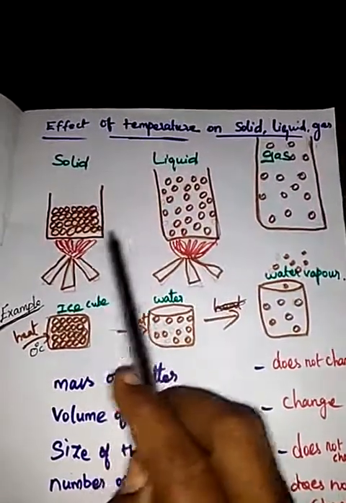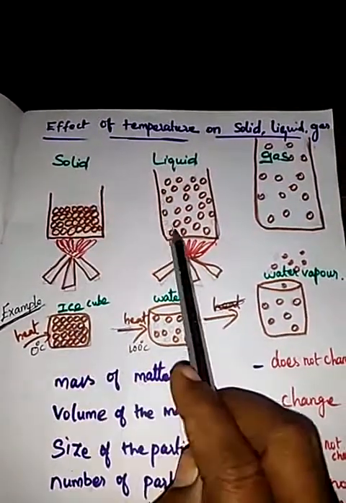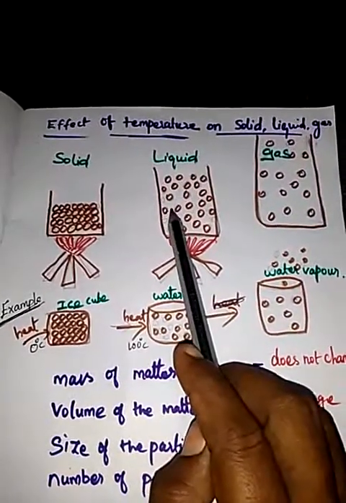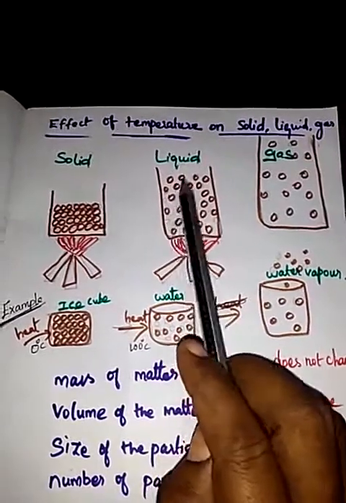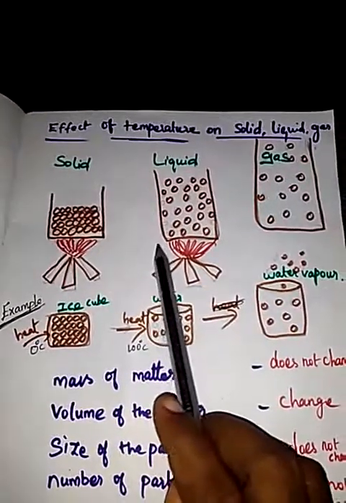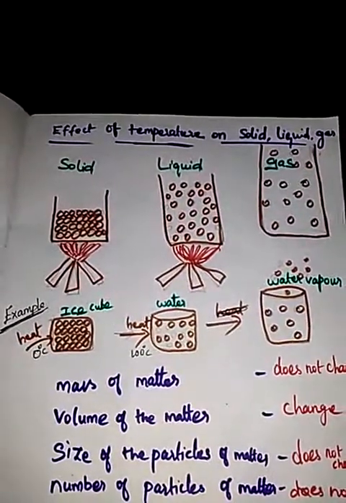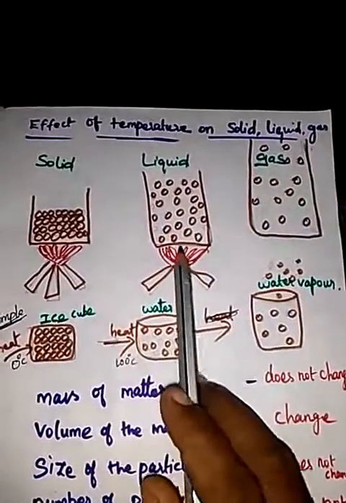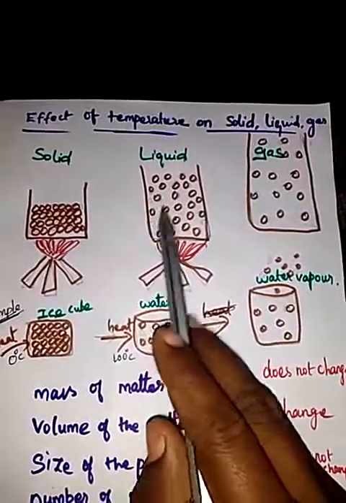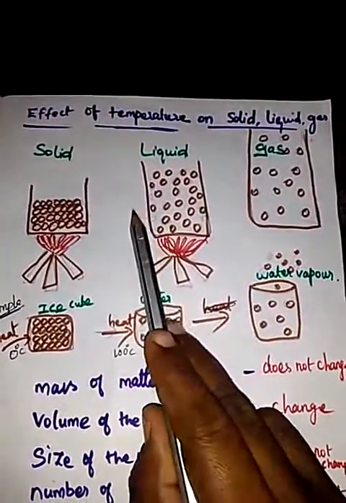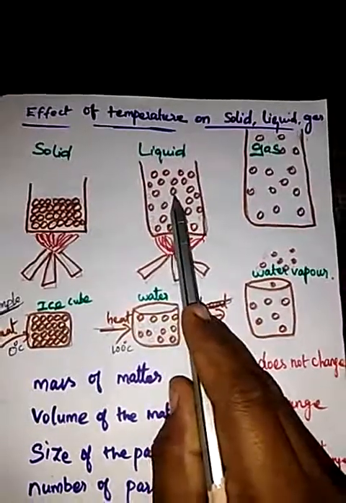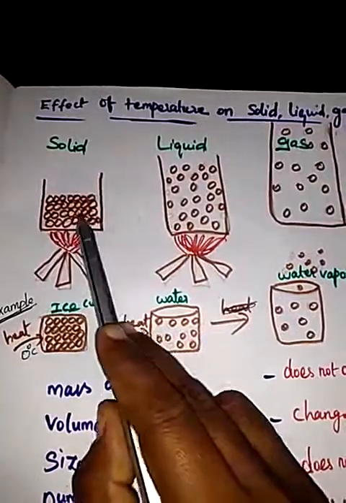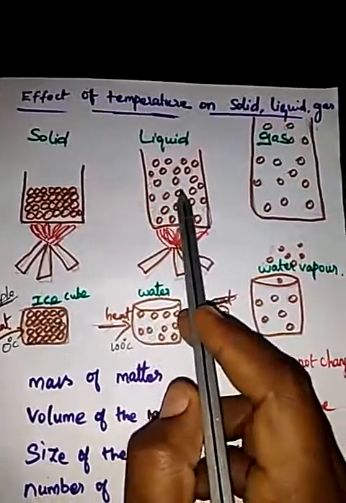This process is called expansion. Finally, when heated the volume increases due to the increase in the distance between the particles, but the size of the particles remains the same.